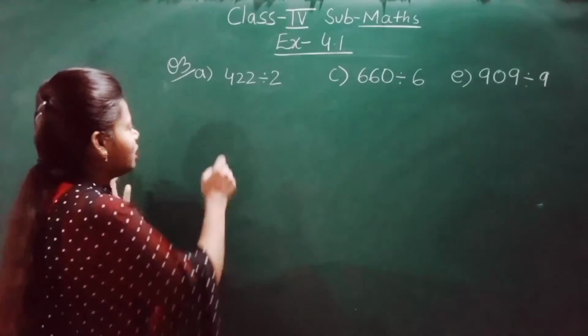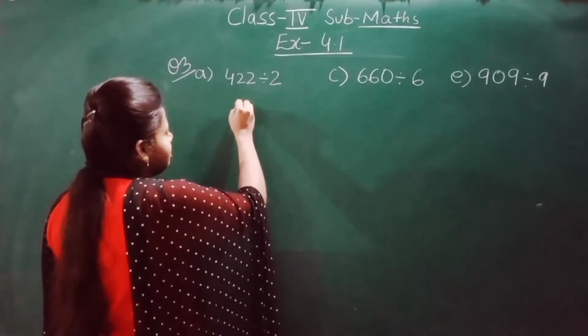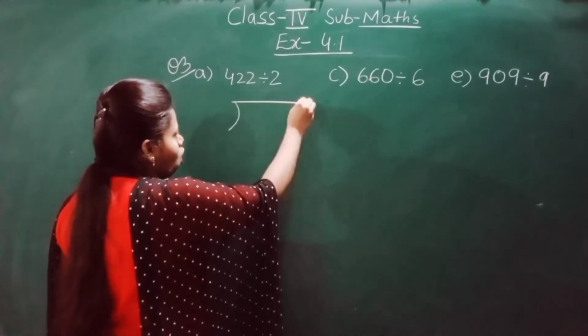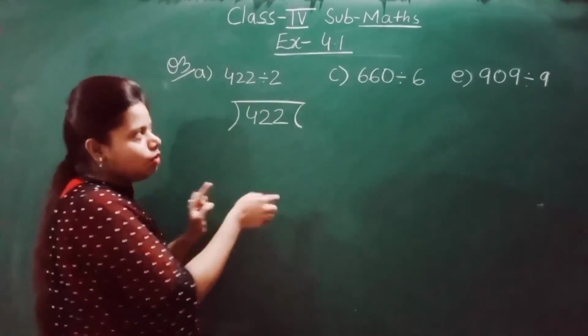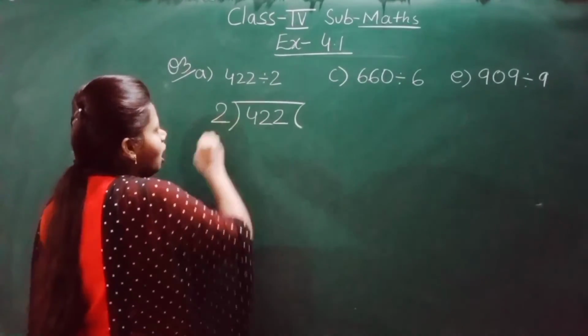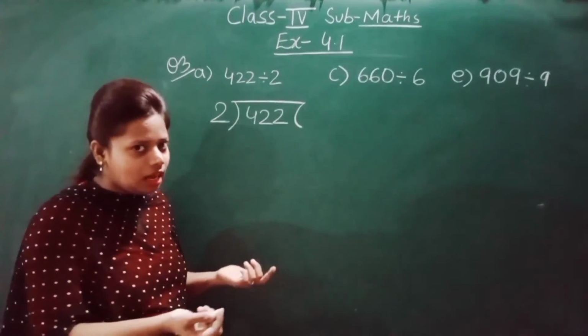See here, this one is the dividend, this one is the divisor. This one is the long method. The dividend will always be inside, and the divisor will always be outside. So now let's start.